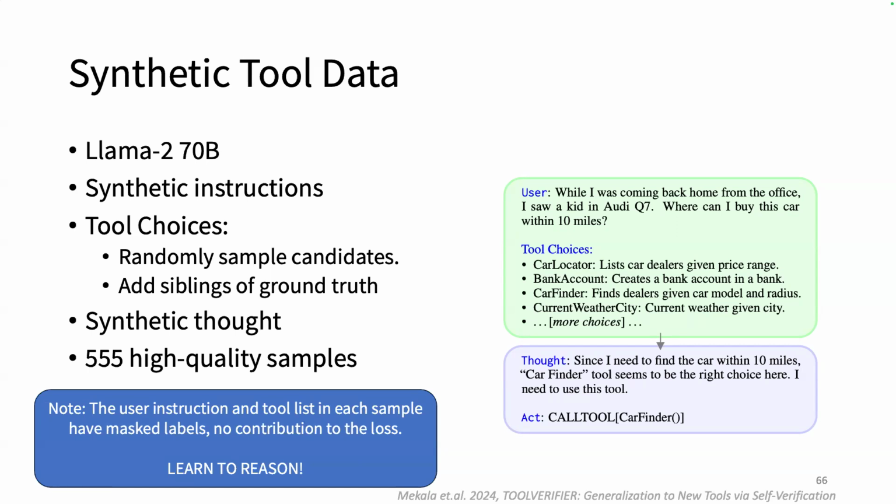A very important note here is that during the training, the user instruction and tool list in each sample have masked labels, so they don't contribute to the loss. In simpler terms, we are training the LLM to learn to reason instead of overfitting on the provided tools.